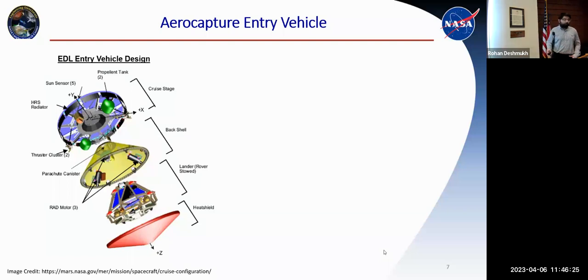So this EDL vehicle has a parachute canister to help with entry, descent, and landing. For Aerocapture, we're not landing, so we don't necessarily need a parachute canister. Instead of having a lander, we have an orbiter stowed there. Additionally, we don't have descent thrusters to help us land. Instead, we can have RCS thrusters to help us guide our vehicle as we fly through the atmosphere, or surf through the atmosphere, in theme with this presentation.